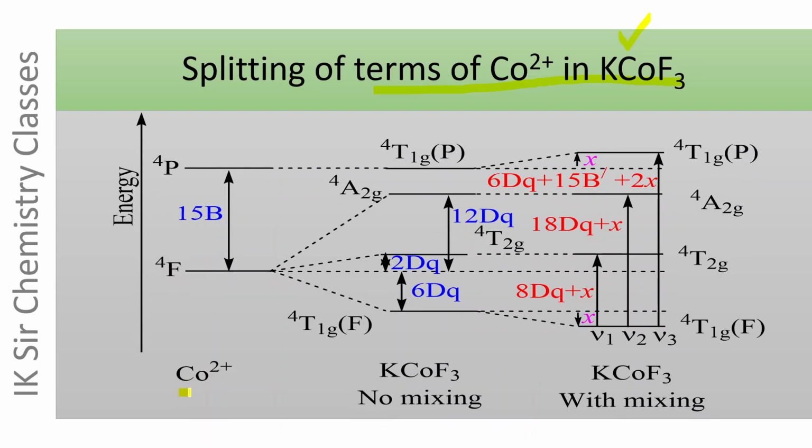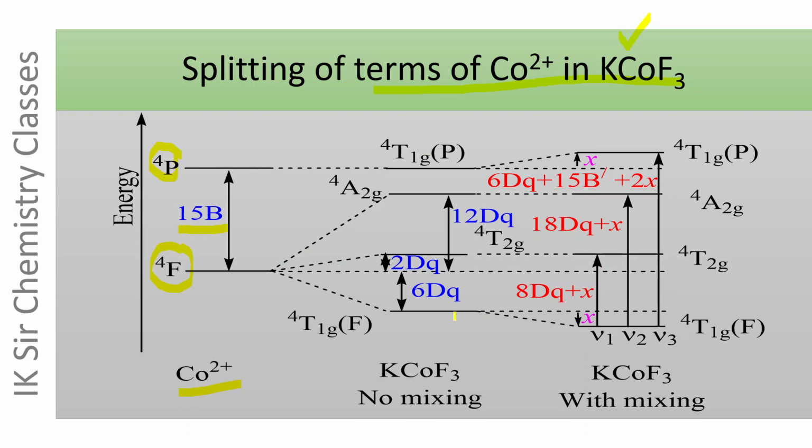This is cobalt 2+ ion. Ground state is quartet F. Excited state is quartet P. The energy difference between these two states having the same spin multiplicity is equal to 15B. The quartet F state splits up into three states: quartet T1g(F), quartet T2g, and quartet A2g. The quartet P state does not split up. However, it transforms into quartet T1g(P).